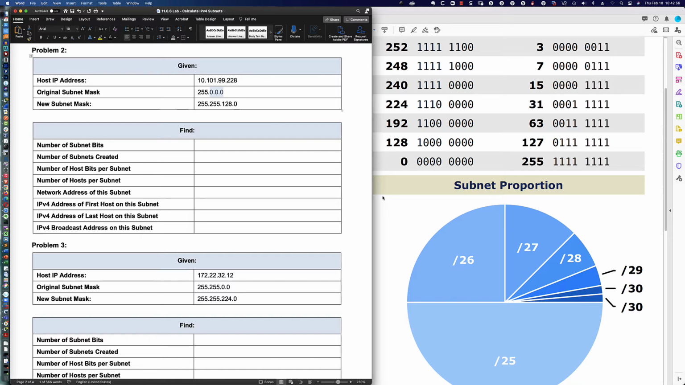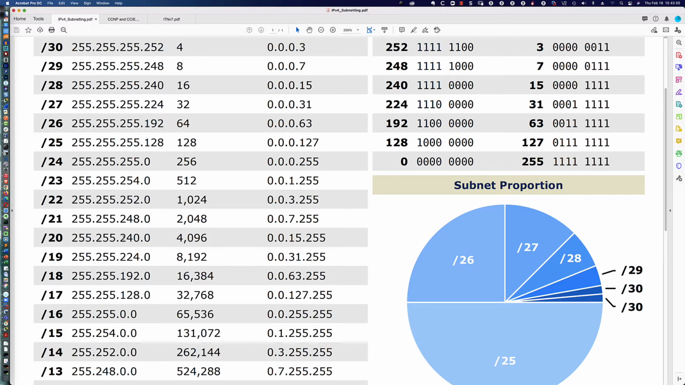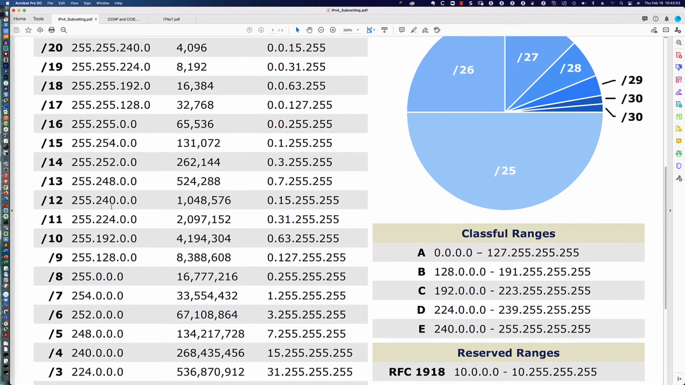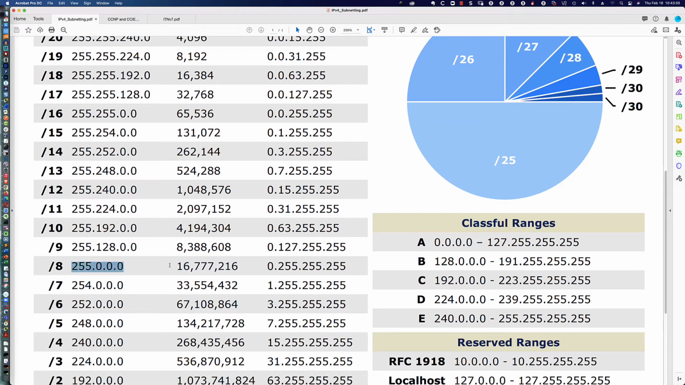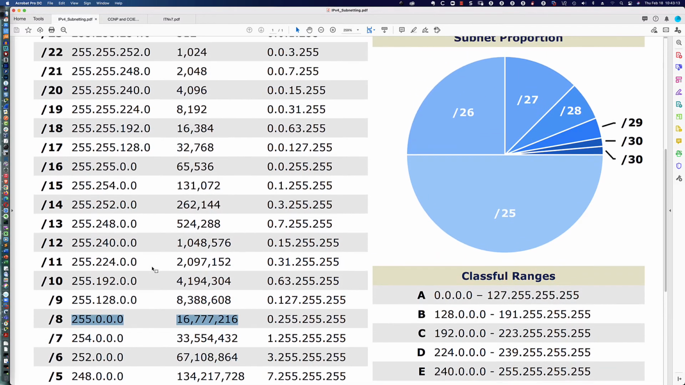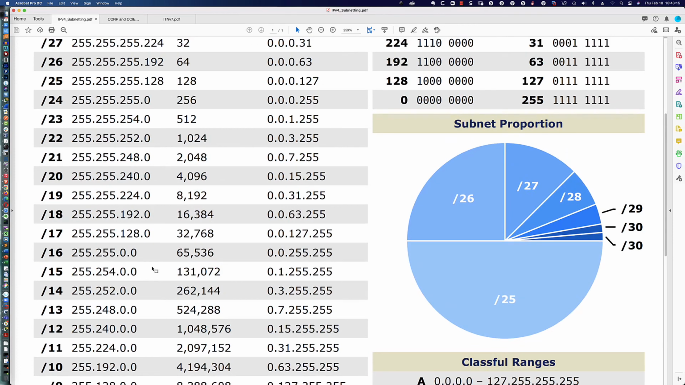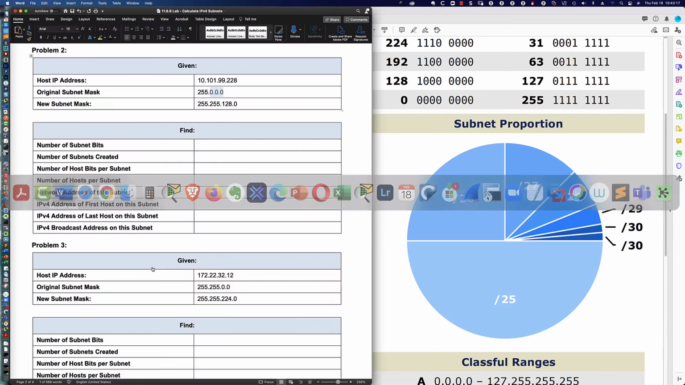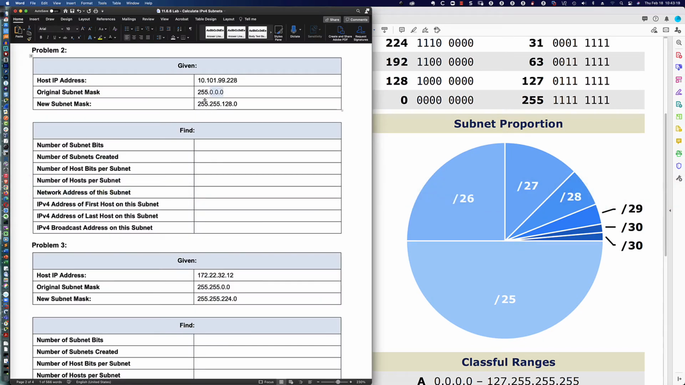And if we were to take a look at our cheat sheet over here, again, you can see that if we're talking about a /8, by default, you're allowing 16.7 million host IPs in your network. Well, that's pretty excessive in most modern day networks. And so what we're going to do is subnet that address.